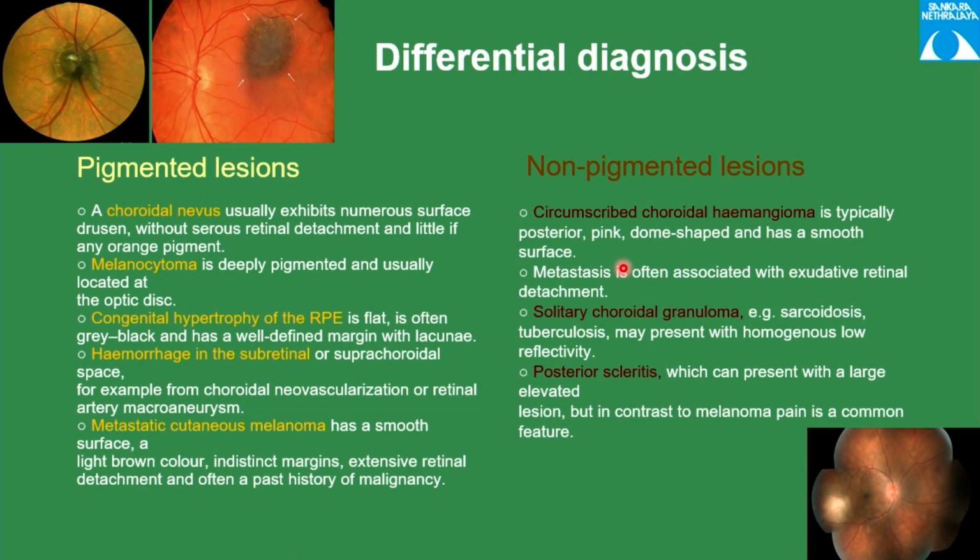Differentials are pigmented lesions, choroidal nevus, which also exhibits numerous surface drusen. Melanocytoma, CHRPE lesions, which are congenital hypertrophy of the RPE. Hemorrhage in the subretinal space, or metastatic cutaneous melanomas. Non-pigmented include circumscribed choroidal hemangiomas, solitary choroidal granulomas, or posterior scleritis.